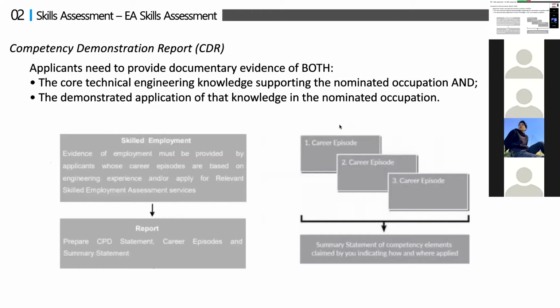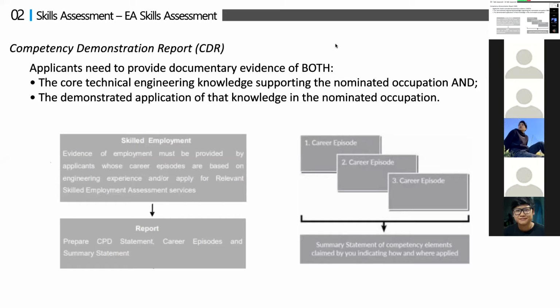The CDR process is based on your qualification and work experience as well. Again, Engineers Australia has already checked everything about the Australian university curriculum, so they have their own accredited course list. If your university and your major are on their accredited course list, it's very simple because Engineers Australia already checked everything. So you can go through the application and you will get a positive outcome.